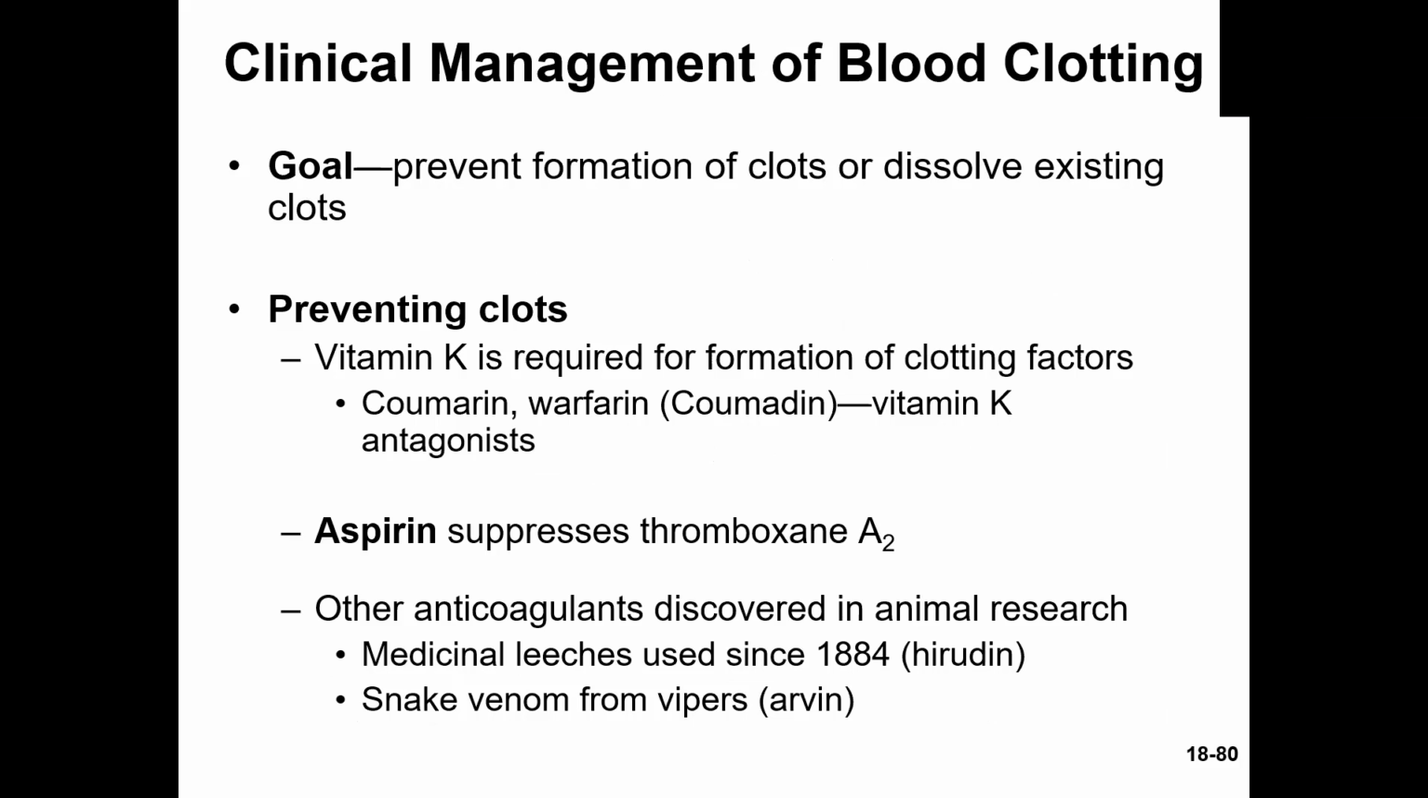What we do clinically with blood clotting, the goal is to prevent the formation of clots or dissolve existing ones. In order to prevent them, vitamin K is required for the formation of clotting factors. So we might want to implement coumarin, warfarin, or Coumadin, which are vitamin K antagonists. Aspirin also has this impact because it will suppress that thromboxane A2 that we mentioned previously.